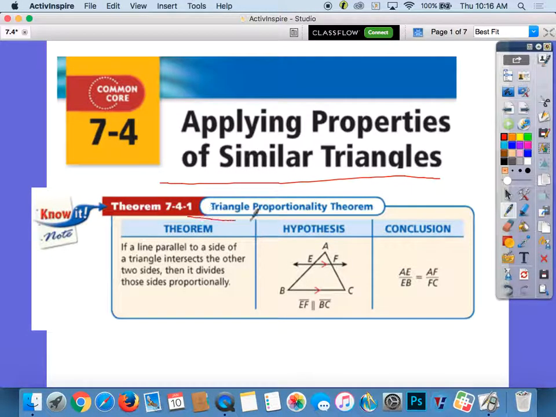Okay, so our first one is your triangle proportionality theorem. It basically says if a line parallel to the side of a triangle intersects the other two sides, so basically it pierces through those two sides, then it divides the sides proportionally, all right? So basically it shows these guys are parallel. Then I know that AE over EB equals AF over AC. They're going to simplify to the same fraction.